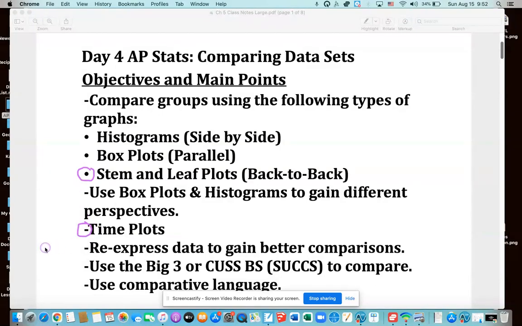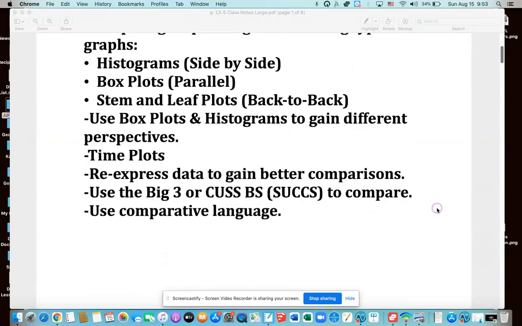And instead of just taking one set of data and describing it using the big three, or some of you are using CUSPS, instead of just one set of data, we're going to have multiple sets of data, maybe two or even more sets of data that you need to compare these big three using comparative language. Okay, that's the big goal. We do have this extra little thing, the seed that we're going to plant in your head about re-expressing data, and we'll get to that in a minute. Okay, so take what you know and expand it a little bit into some new things.